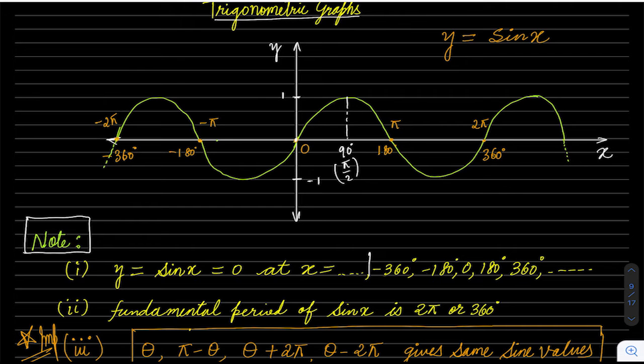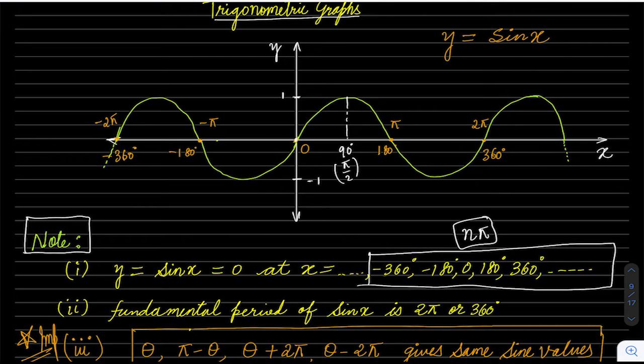So it crosses the x-axis at these points: 0, 180, 360, 540, 720, and minus 180, minus 360 like this. If it's hard to remember like this, you can remember it as n pi, where n is an integer. So basically integral multiples of pi means 0 pi, 1 pi, 2 pi, 3 pi, or minus 1 pi, minus 2 pi like this. This is the easiest way to remember this.